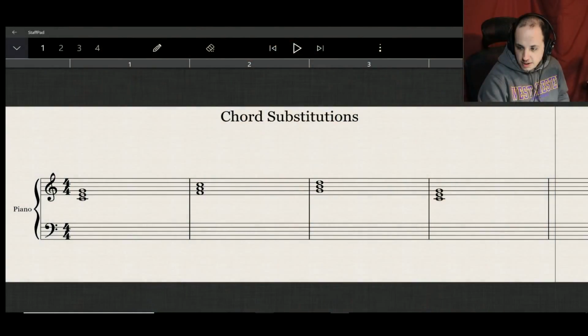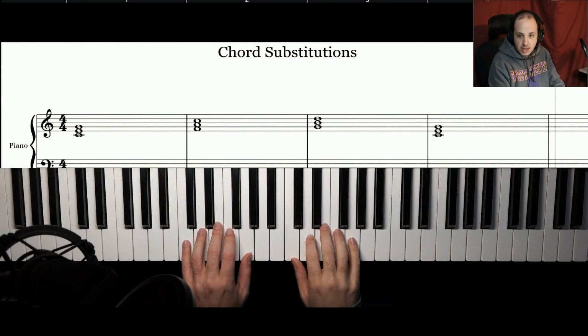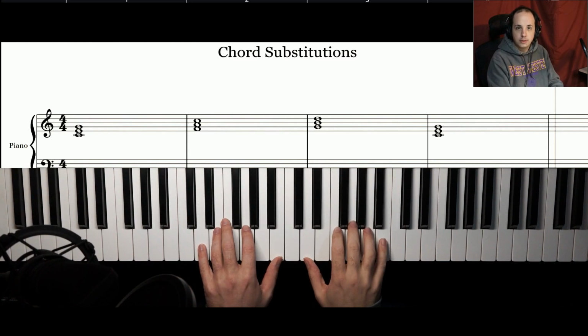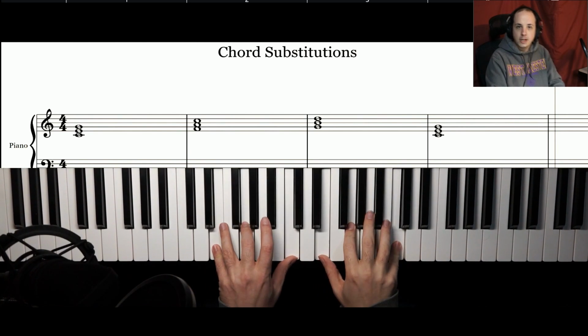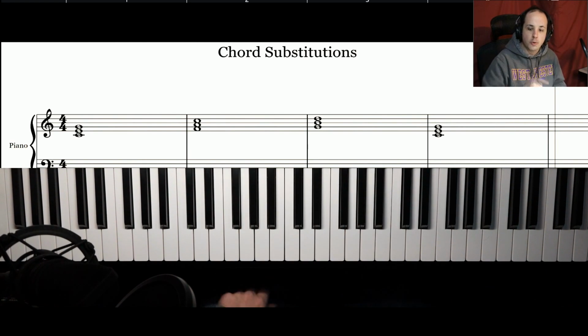So let me do a little bit of an intro here. A chord substitution is when you take one chord in a piece and replace it with another to create a different sound. Well, how does it work and what are the different types? Well, that's what we're talking about today.